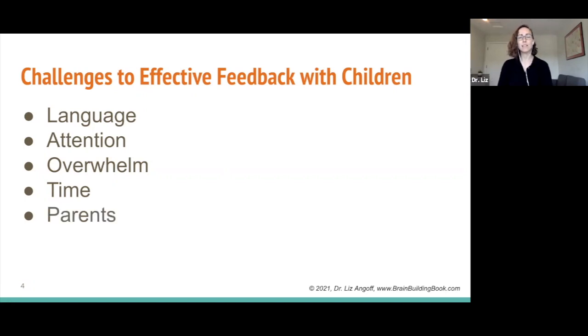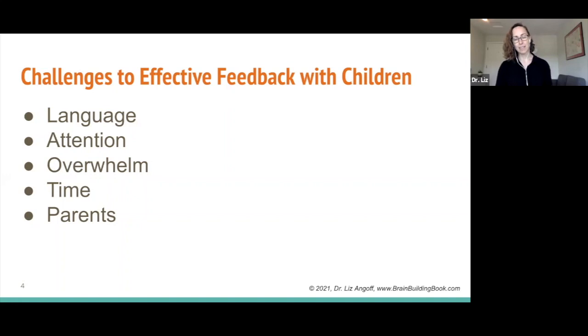And then the fifth theme that I heard that makes feedback challenging is parents. And this was because a lot of parents had worries about talking to their child about a label, about their child having a label and what that would do to their self-esteem. And a lot of parents had struggled with similar challenges that their kids have. So it brings up a lot of stuff for them. It's pretty triggering. It's really hard as a parent to watch your child struggle.